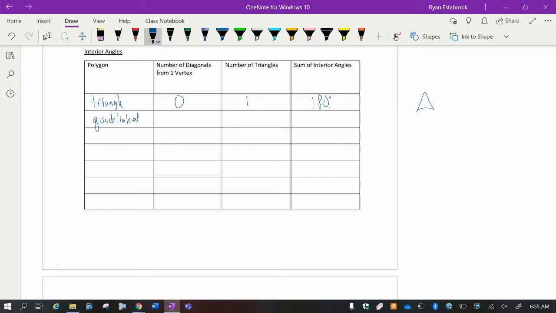Quadrilateral is the term for any kind of polygon that has 4 sides. Specifically, there are squares, rectangles, rhombi, kites, trapezoids, but just any kind of quadrilateral. So I'll make one that isn't specific at all. How many diagonals can you draw from one vertex? From this vertex, I have that one diagonal, and by drawing it in, it created 2 triangles. This triangle at the top, angles 1, 2, and 3, adds up to 180 degrees. For this other triangle, angles 4, 5, and 6 add up to 180 degrees. So 180 plus 180 gives us a total of 360 degrees.